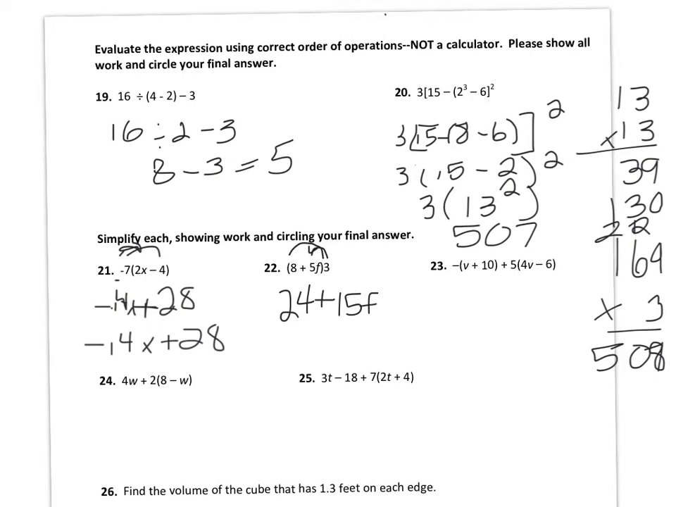On 23, we've got a negative that's hanging out front. Remember, I talked about that as being the opposite of everything inside. So the opposite of v would be negative v, and then the opposite of plus 10 is minus 10. On the second one, we're going to distribute. So we got 5 times 4v is going to give me positive 20v, and 5 times negative 6 would be negative 30.